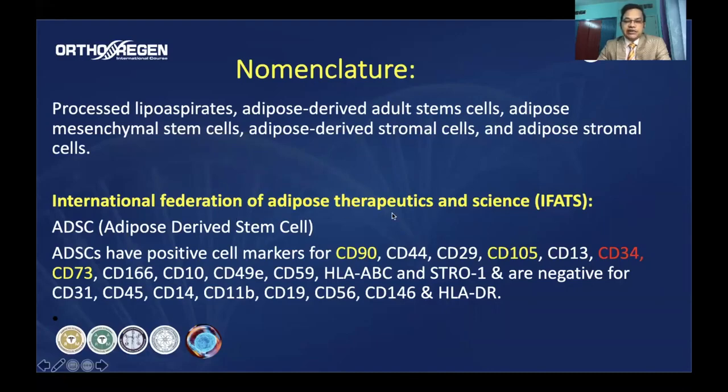Because of so many different terminologies in the literature and in practice, the International Federation of Adipose Therapeutics and Science looked into this matter, and they proposed that they should be called adipose derived stem cells, and only those cells should be called ADSC which are positive for CD90, CD105, CD73, along with other markers like CD44, CD13, and CD34. And they should be negative for CD31, CD45, CD56, and HLA-DR.